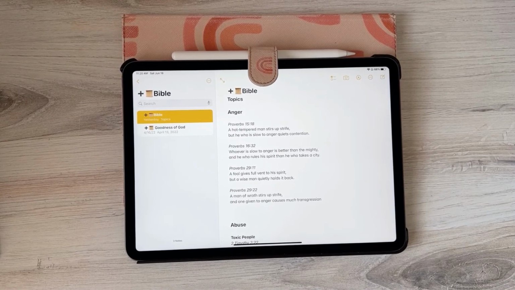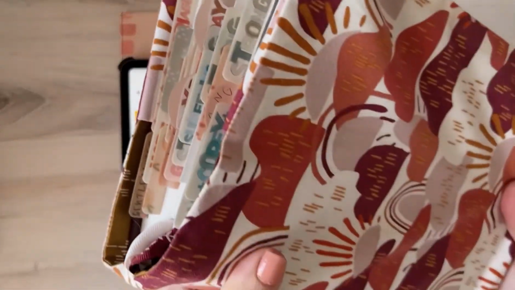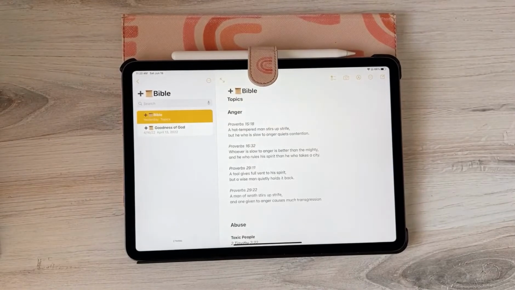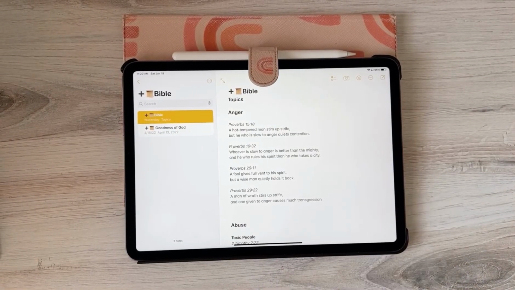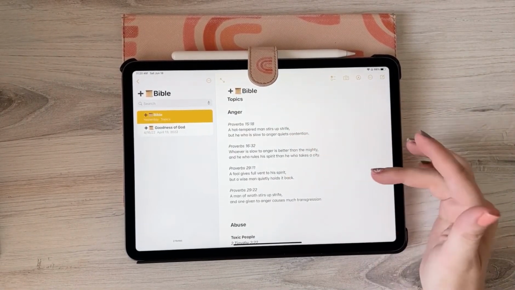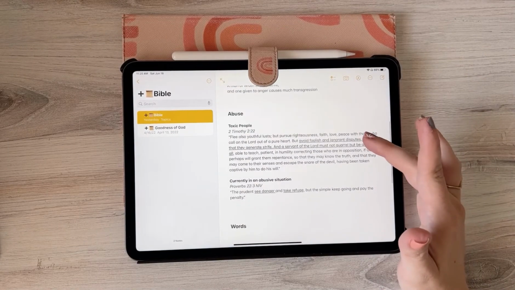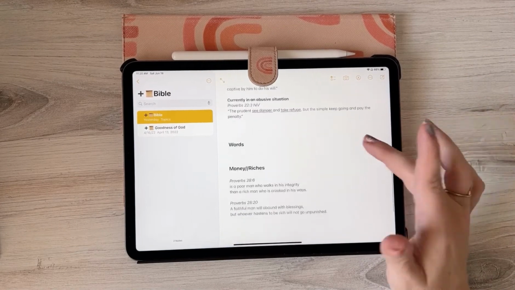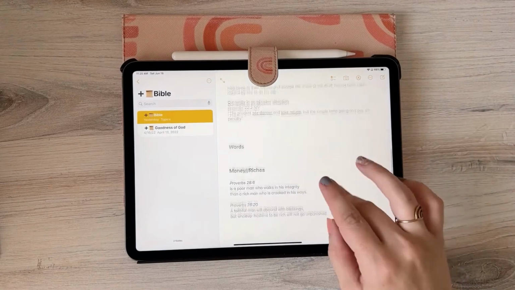you can't add a tab to every single page in your Bible, if you know that I make tabs. So I have lots of tabs, but I always wanted to have this as my own reference of verses. So here's some verses that are helpful for anger. This is some verses on abuse. I'm going to do words. Here's some on money and riches.